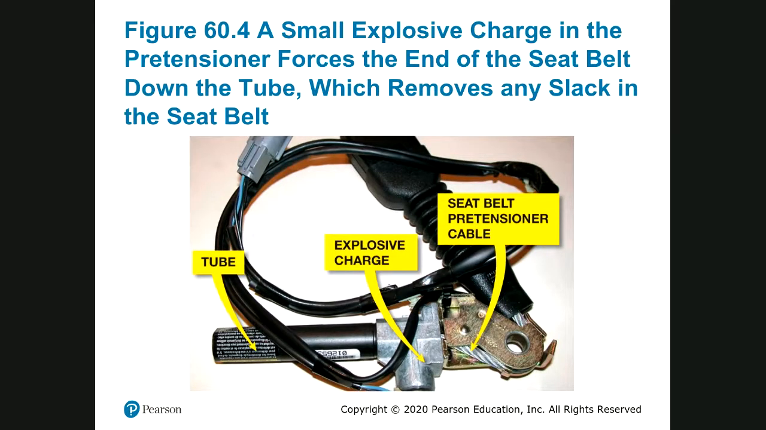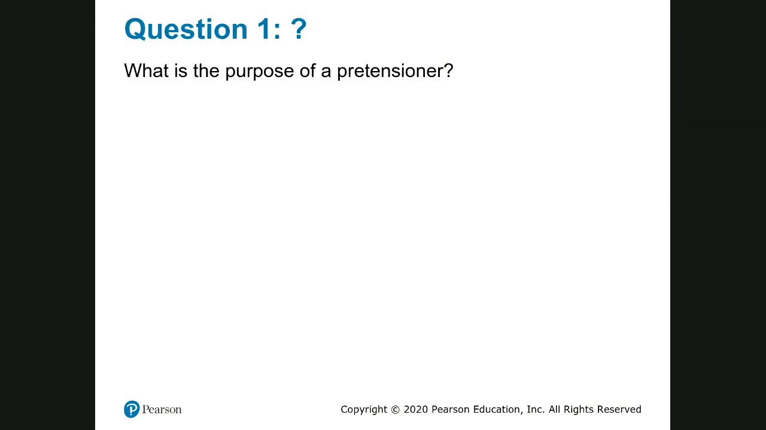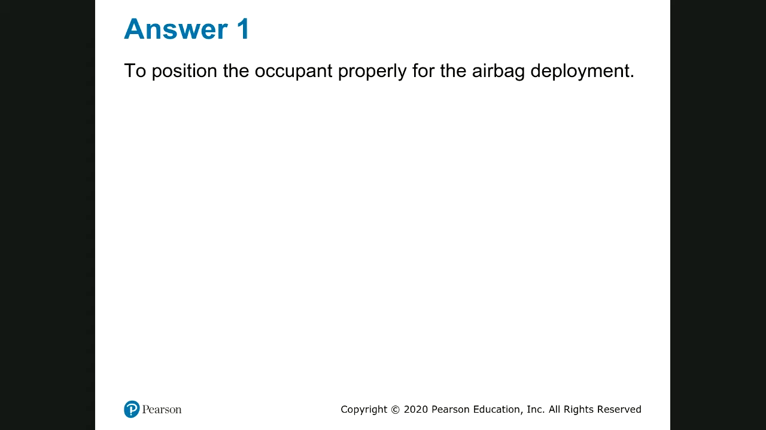That leads to our first question of this chapter. What is the purpose of a pretensioner? Yes, I'm waiting for your answer. What, you don't have a microphone? Okay, that's fine. The purpose of a pretensioner is to position the occupant properly for airbag deployment. It wants to get us away from that steering wheel and make sure everything else happens right. So, to position the occupant properly for the deployment of the airbag.